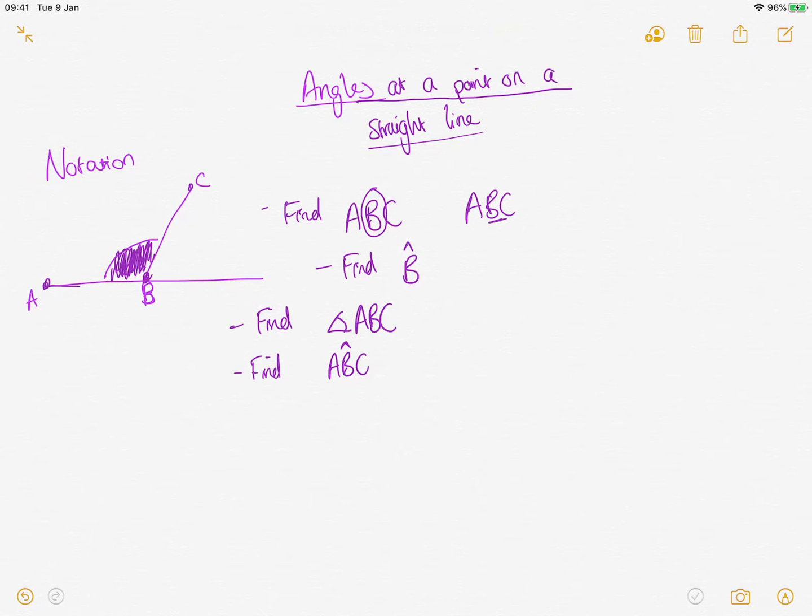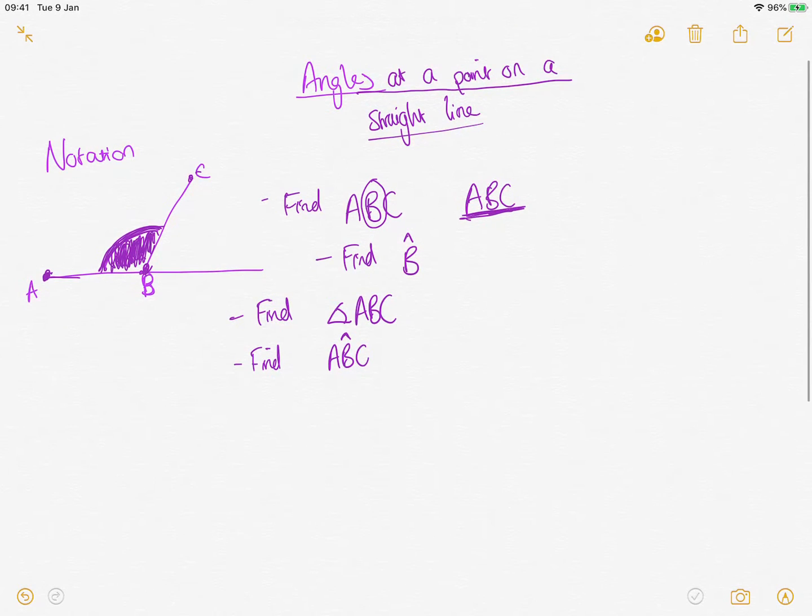So just know that when it's given as these three letters here, think, right, if I travelled from A to B to C, where would that angle be made? So A to B to C, that angle's made at B there. Okay, there's your notation.